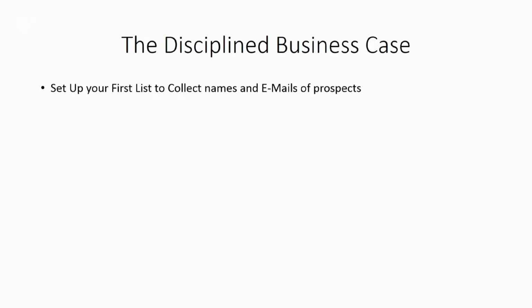Okay, so the first thing, obviously, you're going to need to do is you're going to need to set up your first list to collect names and email addresses of prospects. And it doesn't matter where you're setting this up, where that opt-in page is going to be. You want to set up that first list to collect names and email addresses of prospects only. Now, when you talk to these people, when you're sending emails to these people, you are going to speak to them as if they have not become your customer yet. So you want to keep them on a separate list.